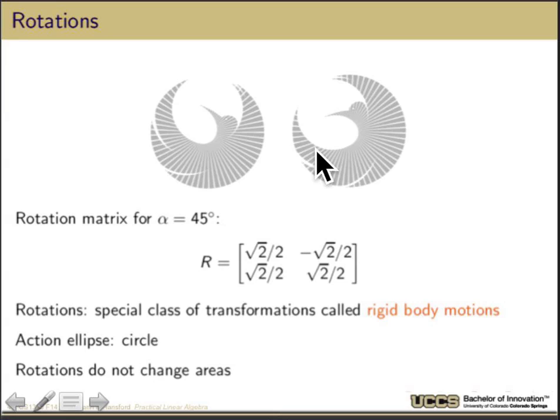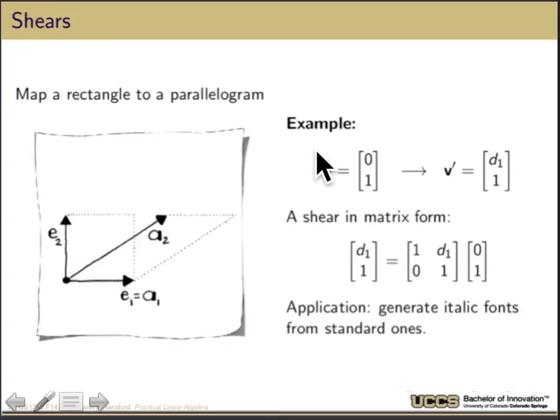Let's look at some other transformations, though. It's not just that we can do rigid body things where we rotate or flip. We can do some other things. What would happen if I wanted to map, and I say, well, I want to leave E1 alone, but I want to make E2 move over here. Okay, this is what we call a shear. We're going to map a rectangle to a parallelogram. And when we do that, we're going to say we want 0, 1 to go to D1, 1.